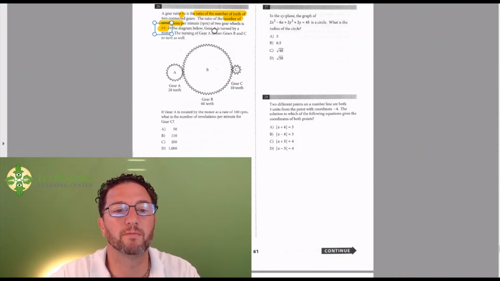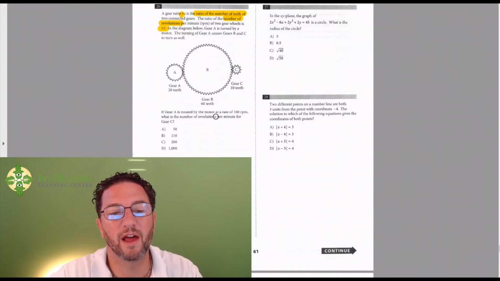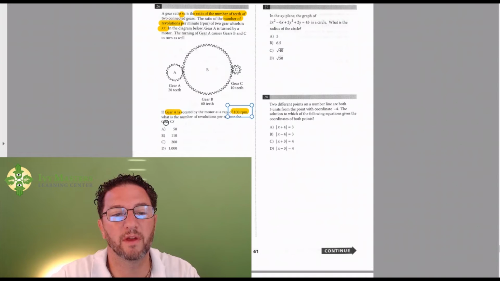In the diagram below, gear A is turned by a motor. Gear A causes gear B and C to turn as well. Actually, that's not really so important. But the question: if gear A is rotated by the motor at a rate of 100 RPM, what is the number of revolutions per minute of gear C? So gear A is 100 RPMs, and we're looking for gear C.